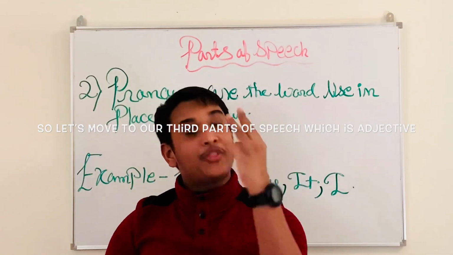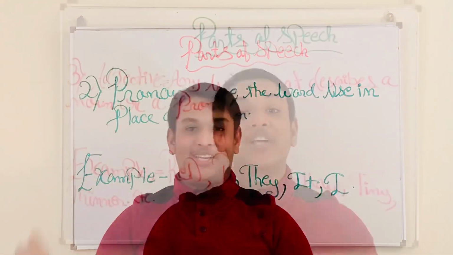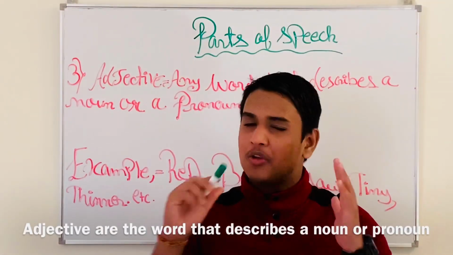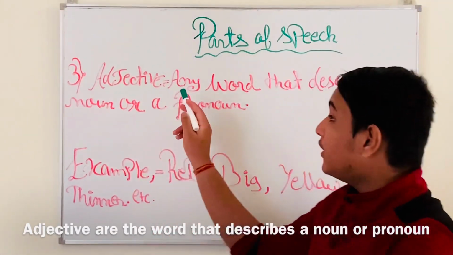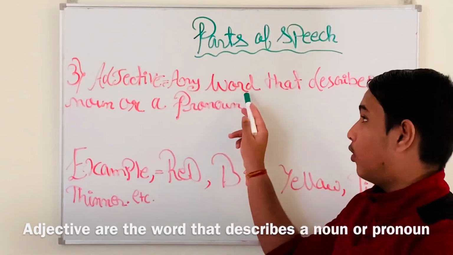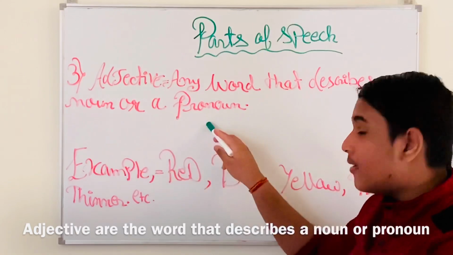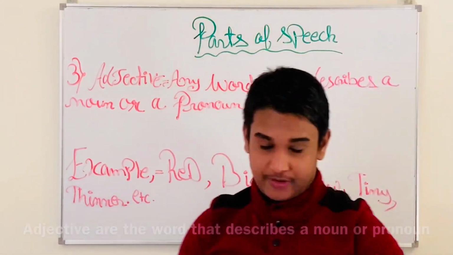Now let's move to our third part of speech, which is adjective. First of all, let's look at the definition. The definition of adjective is: any word that describes a noun or a pronoun is called an adjective.